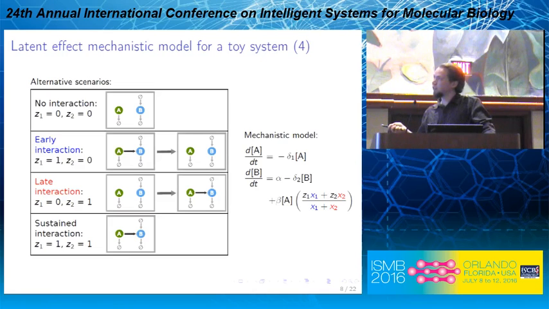So if both of them are 0, we don't have interaction at all. With this configuration, we can have early interaction. With this configuration, late interaction. Or if both of them are 1, we have a sustained interaction, and this model then corresponds to the standard ODE model.